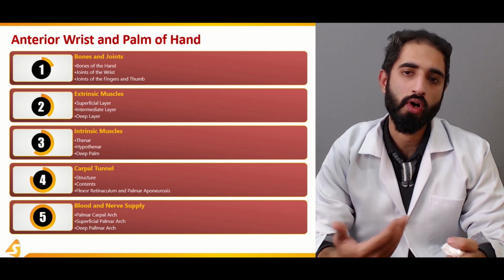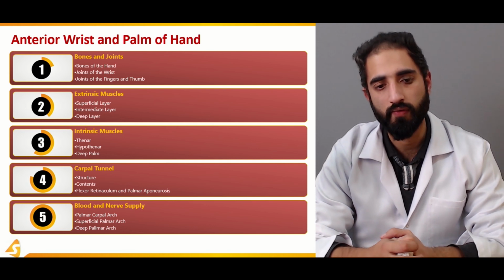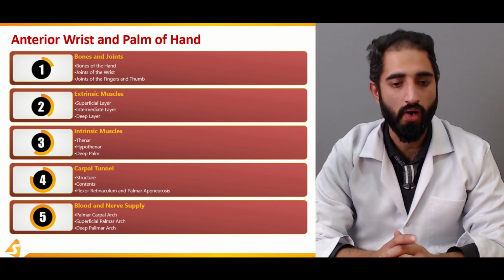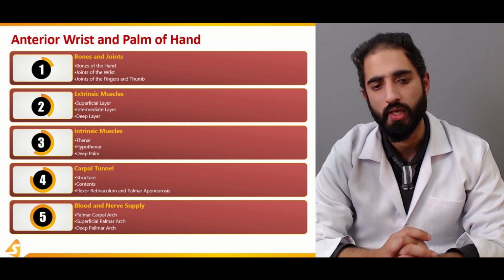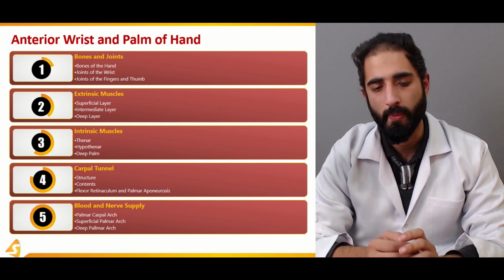And moving on, then we will talk about a very important anatomical structure which also has a great clinical significance, which is the carpal tunnel. We're going to talk about its structure as well as its contents, and we're also going to talk about the flexor retinaculum and the palmar aponeurosis, or the palmar fascia.